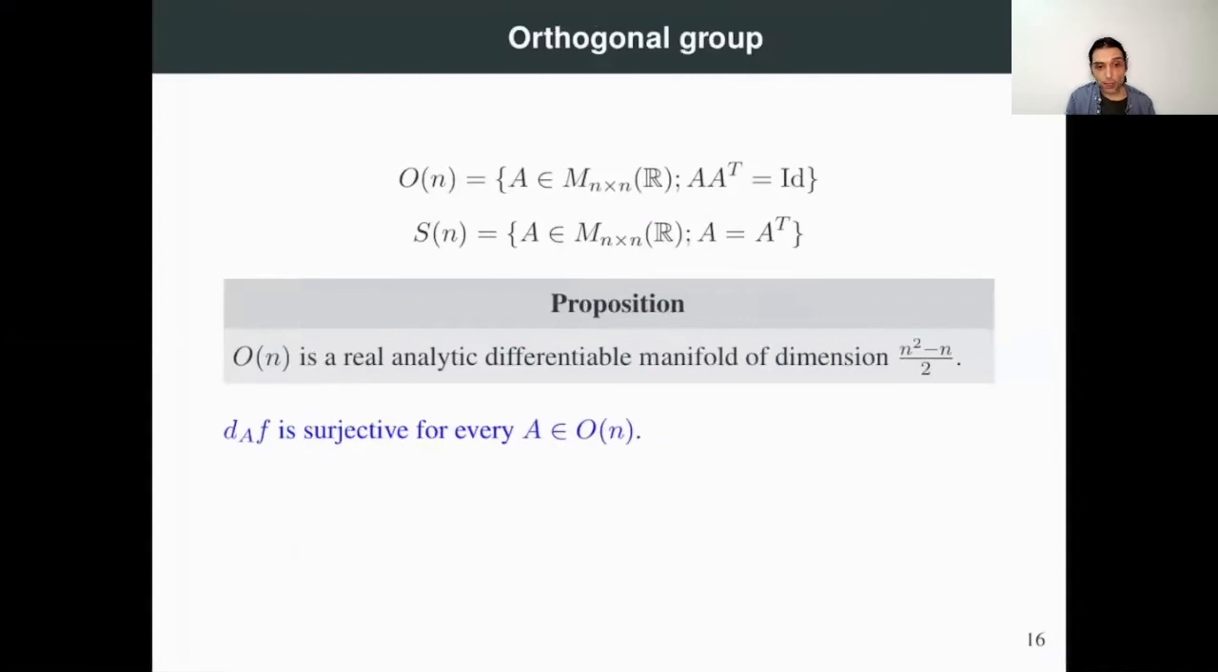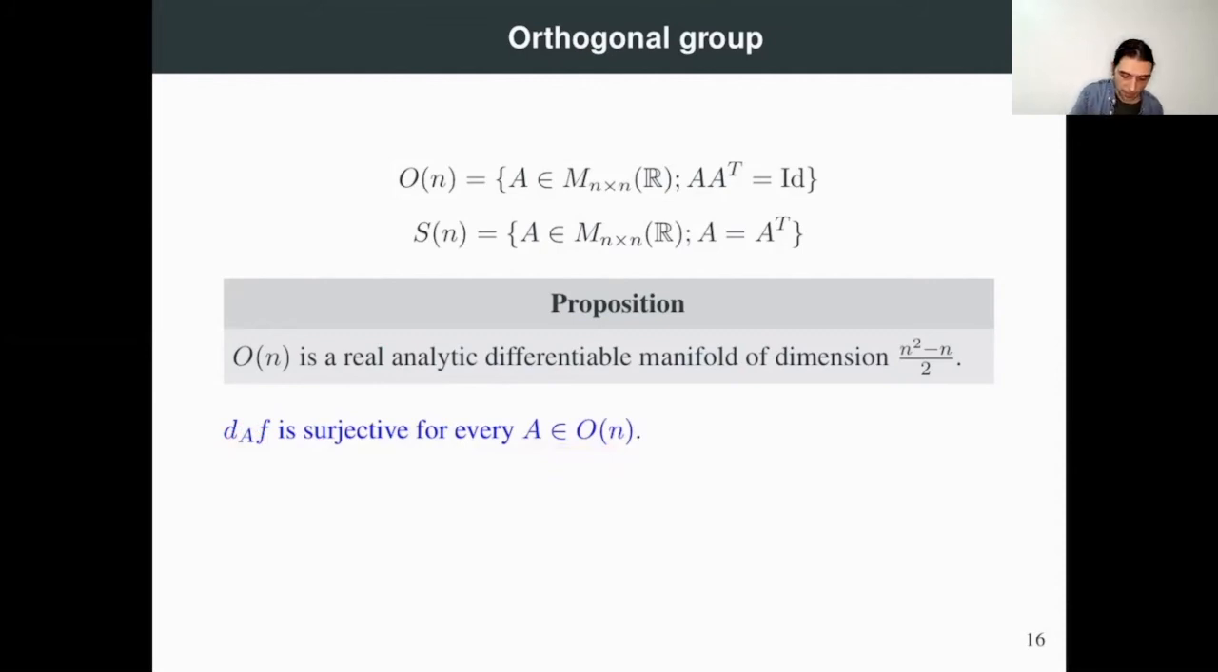What we have to show is that the identity actually is a regular value. So we have to show that the differential of the map F at A is surjective for every A in the preimage of the identity. In other words, for every A in the orthogonal group.